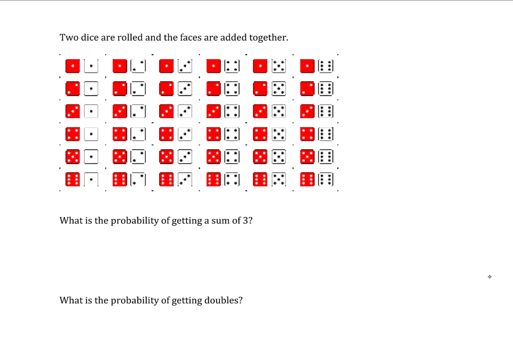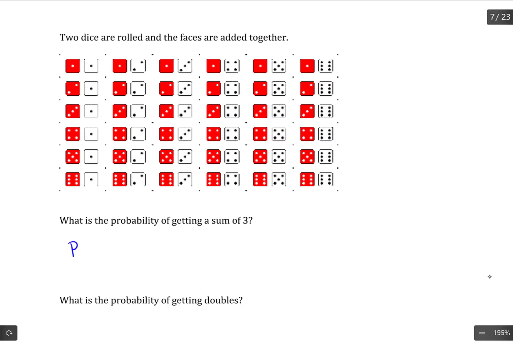2 dice are rolled and the faces are added together. I have listed here a picture of what that might look like, because it does surprise students that there are 36 different outcomes if we roll 2 fair dice. There's only one of 6 outcomes on each die, but there's 6 on the first and 6 on the second, and it works out that there are 36 total possibilities.